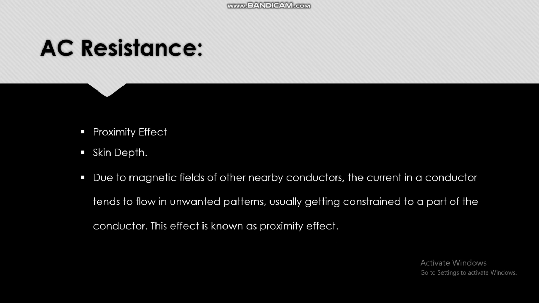The first of which is AC resistance. AC resistance is due to proximity effect. So let me tell you about the proximity effect and skin effect. Due to magnetic fields of other nearby conductors, the current in a conductor tends to flow in unwanted patterns, usually getting constrained to a part of the conductor. This effect is known as proximity effect. Skin effects are caused by the tendency of high frequency currents to flow on the surface of conductors. This effect causes an increase in the AC resistance of the inductor.